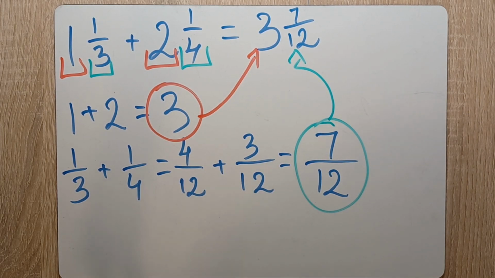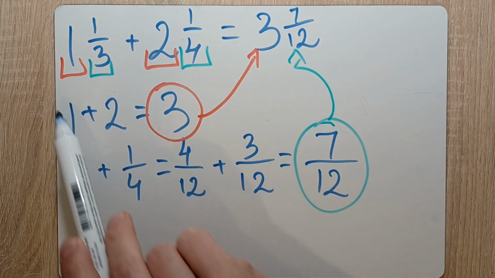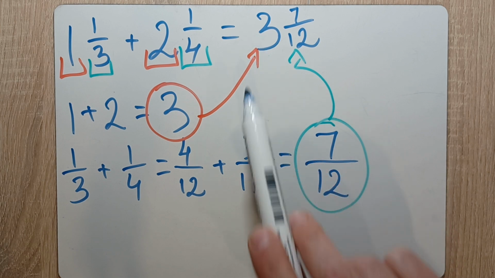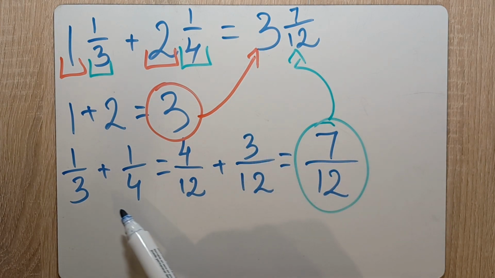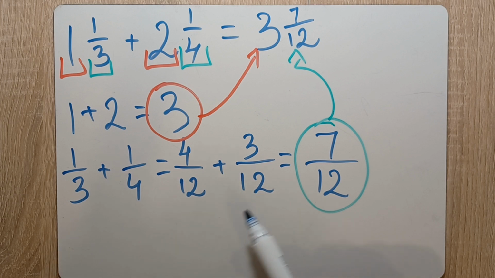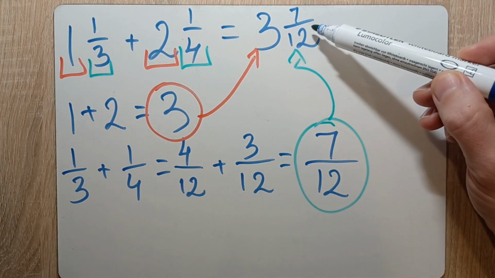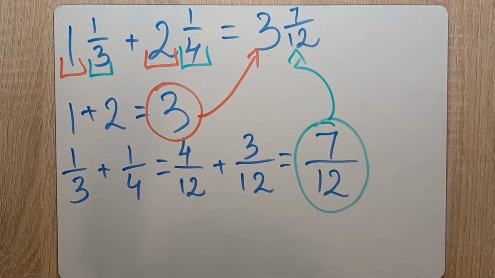How did I do this? I started with addition of whole numbers. 1 plus 2 equals 3. 3 goes here on the first position. Then I move to fractions. I do the addition with fractions, and the answer was 7/12. I copy the answer 7/12 behind 3. And my final answer is 3 7/12. Personally, I think that this is one of the easiest methods, and you can follow it in your calculations.